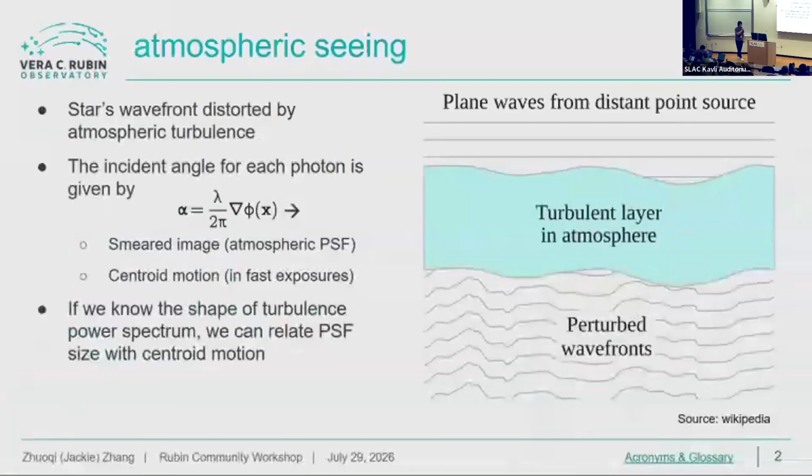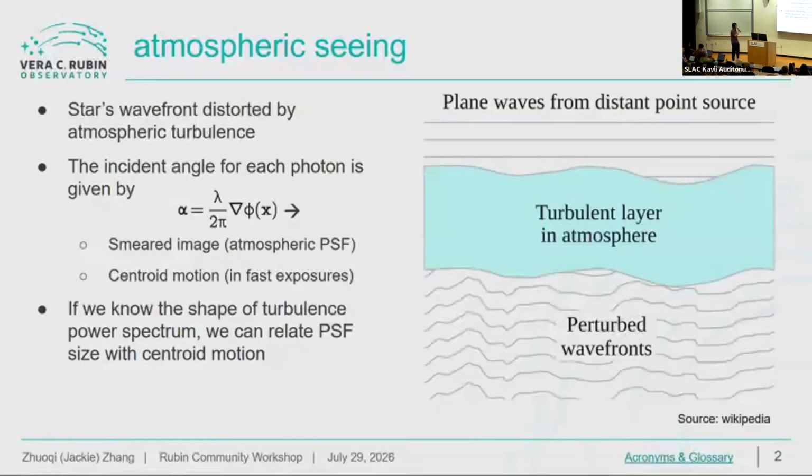Here's a quick review of atmospheric seeing. The light coming from a very distant source is effectively a plane wave before it enters the Earth's atmosphere. However, as it travels through the turbulent air in both the atmosphere and the dome, the wavefronts get perturbed. As a result, the incident angle for each photon is slightly perturbed by the gradient of the wavefront.